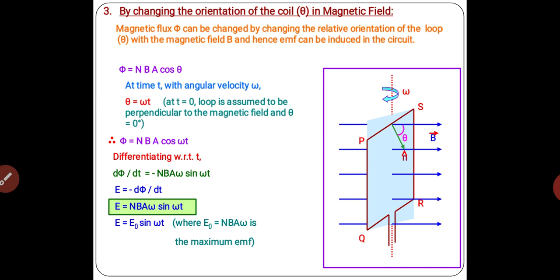Differentiating this equation with respect to time, we get dφ/dt = -NBAω sin ωt. But the induced EMF is given by the rate of change of magnetic flux with respect to time, that is E = -dφ/dt. Therefore we can put the value of dφ/dt, and we get E = NBAω sin ωt, which is in the form E = E0 sin ωt, where E0 = NBAω is the maximum EMF.